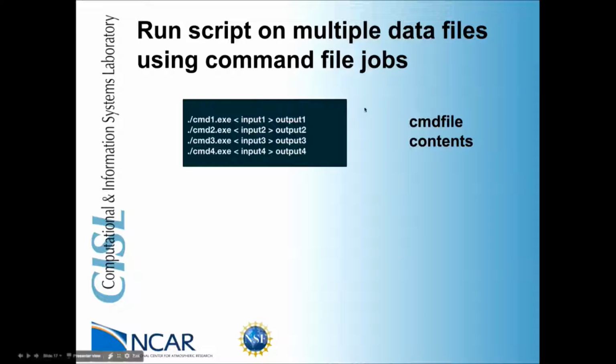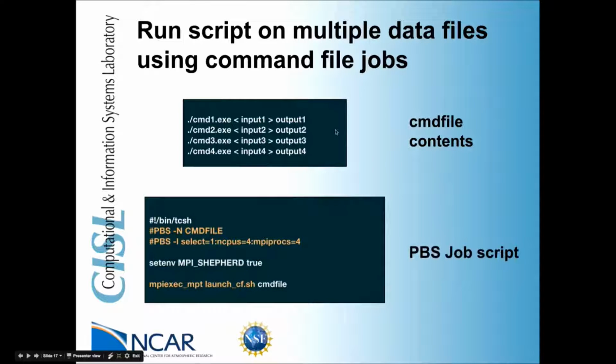So this is a form of parallelism called embarrassingly parallel. Now, I can do that using a command file job, and this is the contents of a command file. It's basically a text file, and in it I can specify the commands. In this example, they're all different exe files, but they could all be command1.exe. It could be the same exact script. I'm specifying different inputs to it. You'll notice I'm using redirection to specify the input, and then I'm sending the output to different files as well.